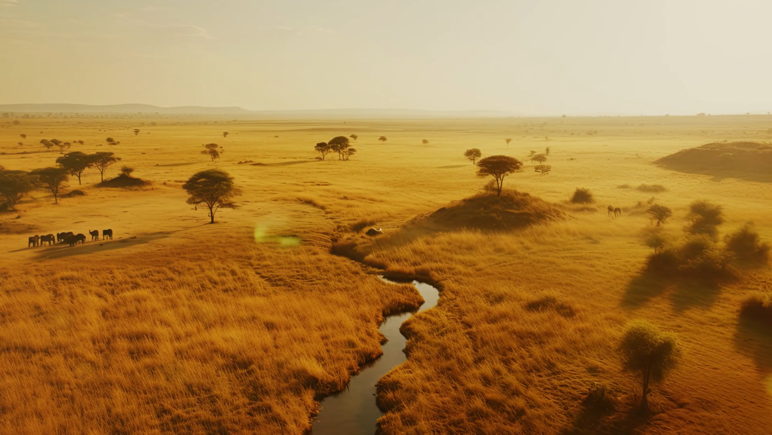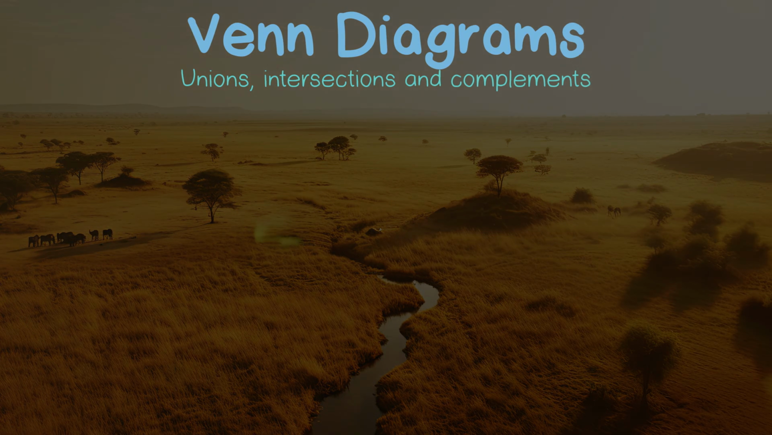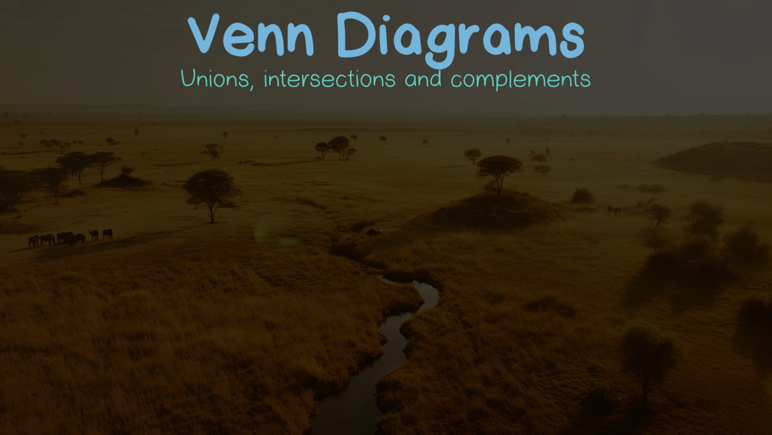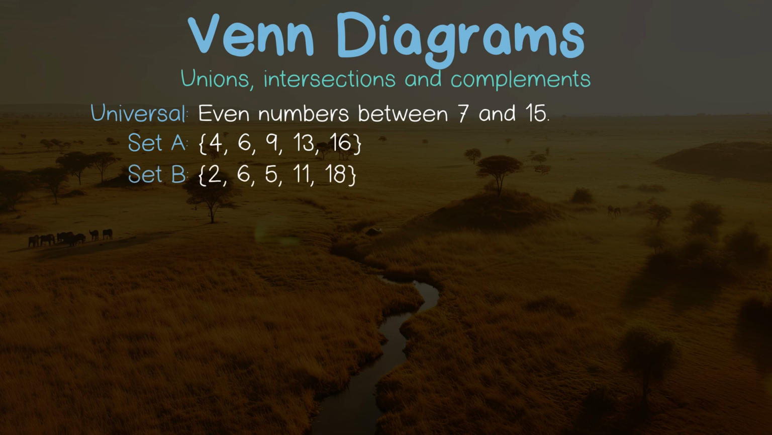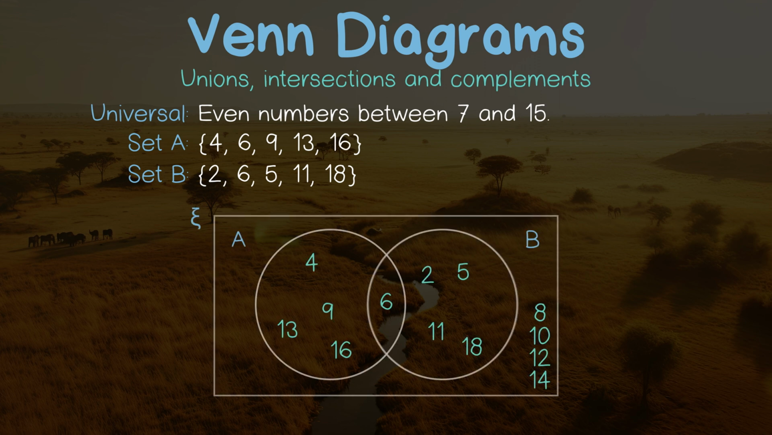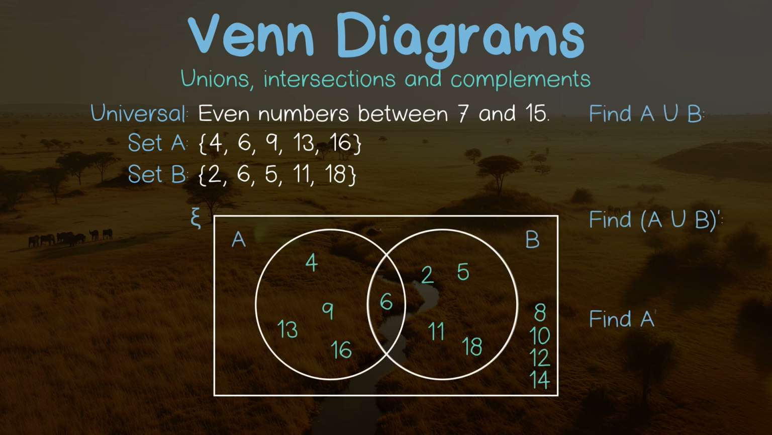We're going to finish up with two bonus examples where we'll review what we've just learnt by practicing with two Venn diagrams. The universal set contains all the even numbers between 7 and 18, which would be 8, 10, 12 and 14. Set A contains 4, 6, 9, 13 and 16, and set B contains 2, 6, 5, 11 and 18. And we've been asked to find some certain numbers. So let's go through what each of our questions means one by one, and then we'll find their simple answers.